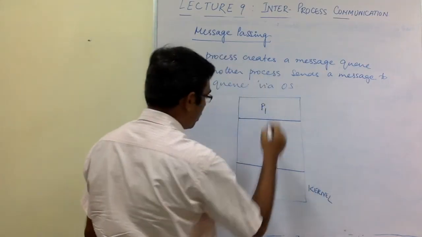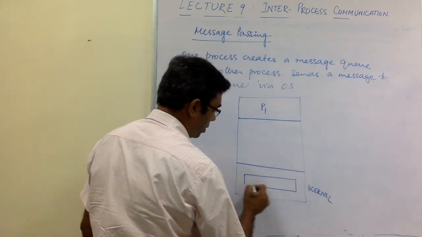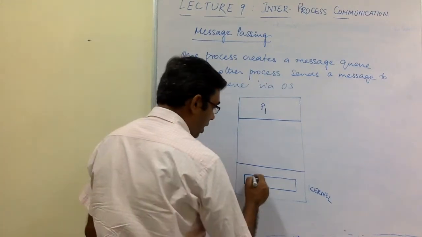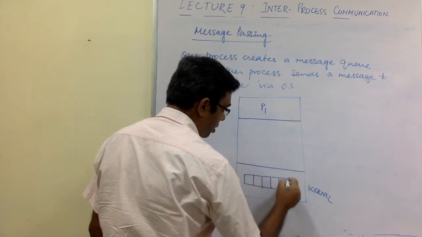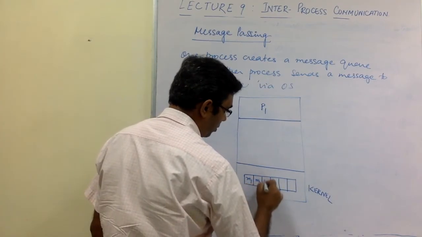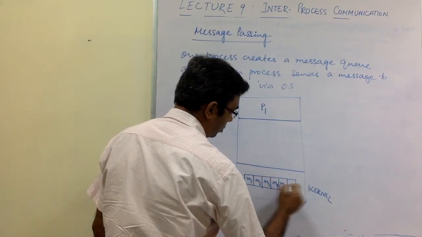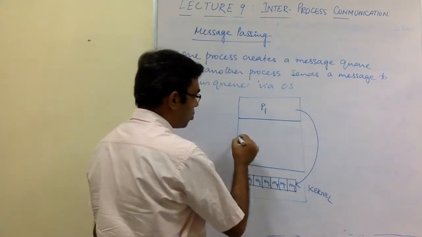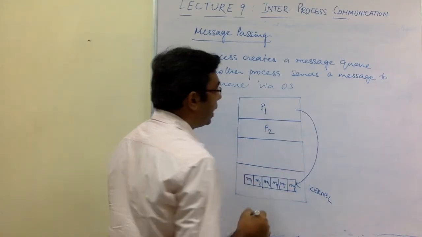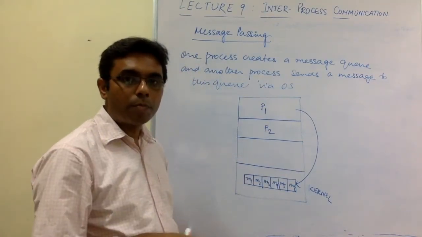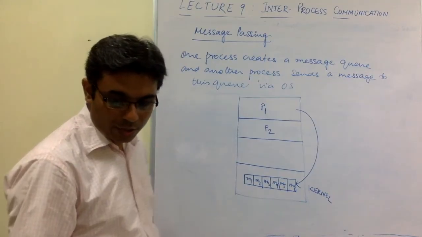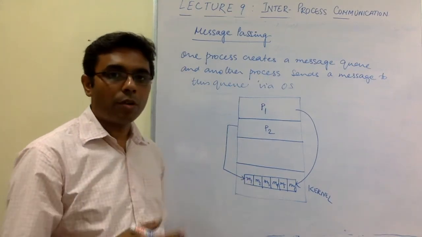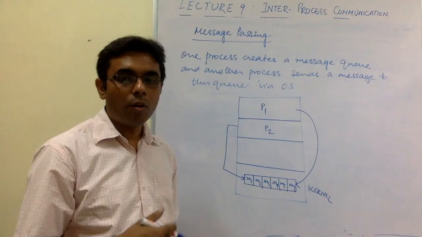So one process would create a message queue. This is nothing but a linked list of messages that are maintained in the kernel, and the messages are maintained as a queue. So this is the one that has created this, and there's one more process, P2, that would like to retrieve or send a message. In that case, this process would be able to perform some operation on that message queue. It is either going to read or send a message.